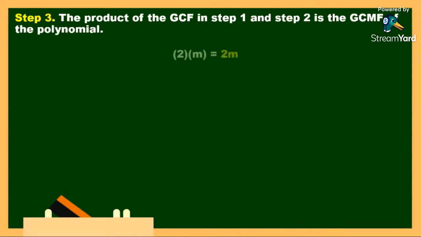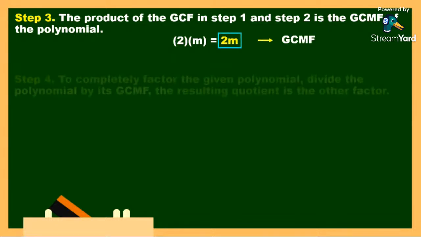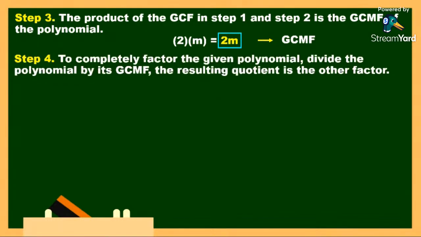So, 2 times m is equal to 2m, and that is our GCMF. Step 4, to completely factor the given polynomial, divide the polynomial by its GCMF, and the resulting quotient is the other factor. So, i-divide po natin dito yung given polynomial by the GCMF, which is 2m.